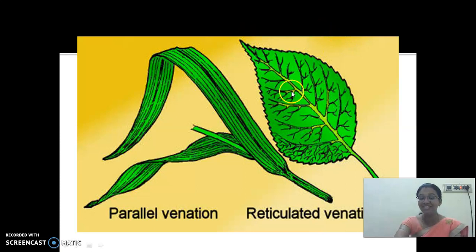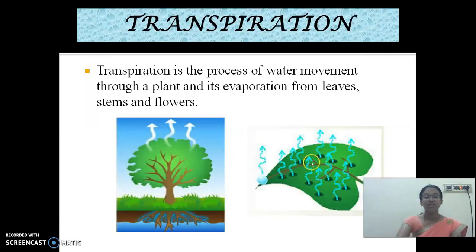So if the veins present in the leaves are parallel, they are called parallel venation, and if they spread in all directions, it is called reticulate venation. So today this is the new topic. Note down the date. Write today's date, and then write transport day.